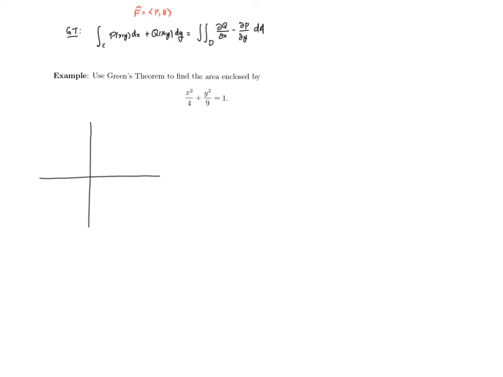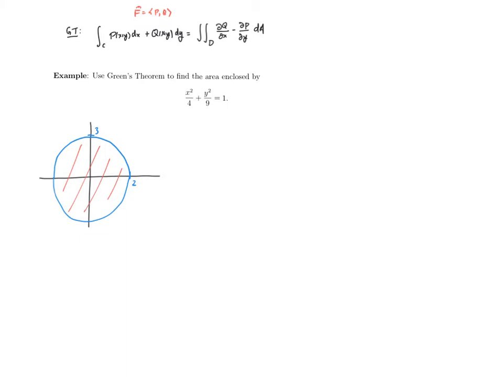So let's go ahead and apply Green's theorem to find the area enclosed by the given ellipse. Note, just in terms of the ellipse itself, x squared over 4 plus y squared over 9 equals 1. That is an ellipse that has x-intercepts plus or minus 2, y-intercepts plus or minus 3. So it is just a smidge taller than it is wide. And we would like to find the area enclosed by this ellipse.